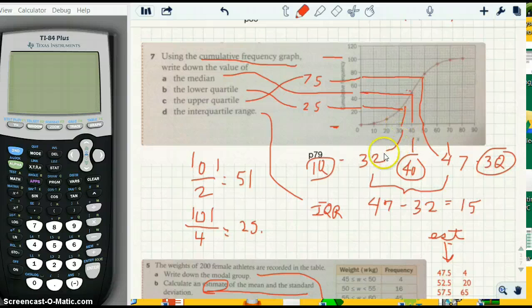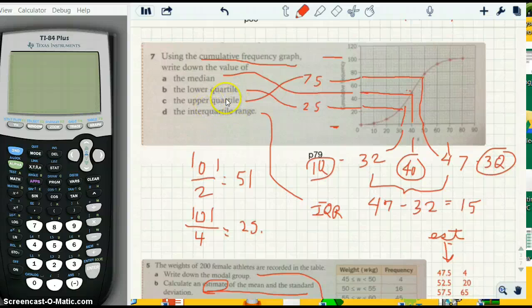about 32. Okay? Now the upper quartile would be at the 75th person or the 76th person around there. Followed over to the graph, we go down, and it should be about 47. Okay, and then we have the first three answers: the median should be 40, the lower quartile should be 32, the upper quartile should be 47.